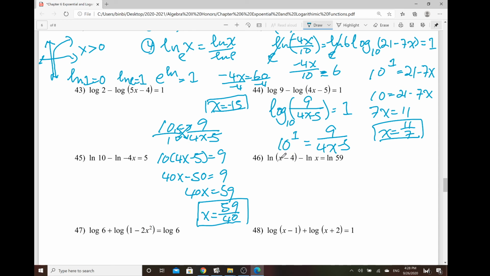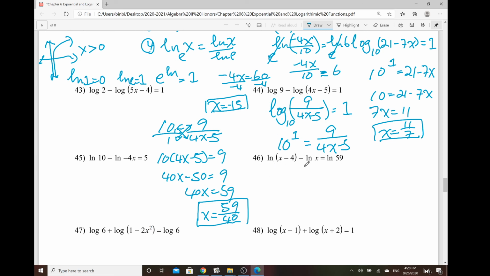So plugging the number back into the original form, make sure that the quantity is positive. It is positive because it's considered what? 59 over 40 minus 40 over 40. So that's 19 over 40. Positive. So it's a valid solution. Well, actually, you want to plug in the number back here.